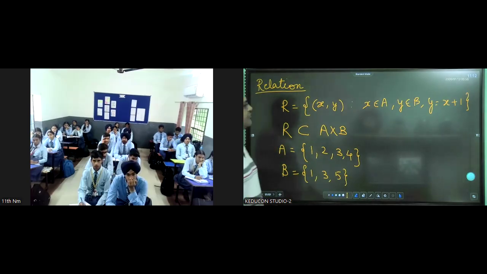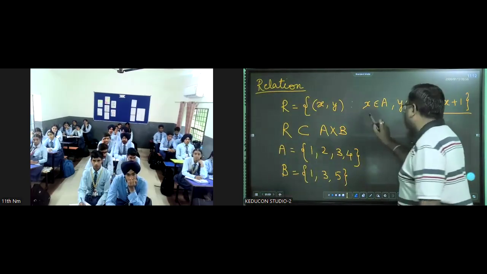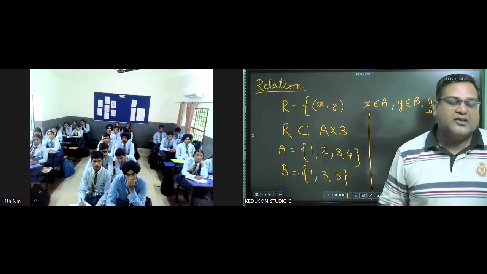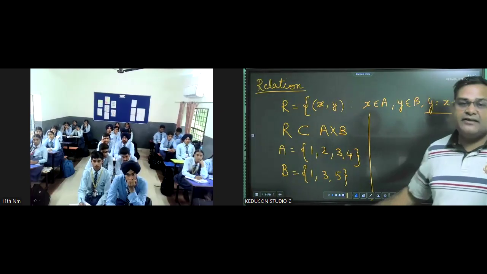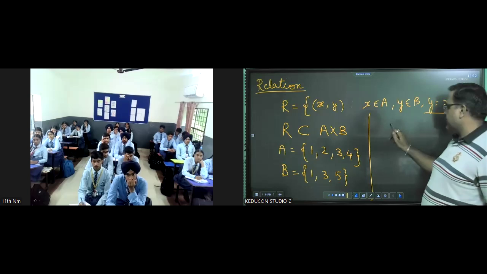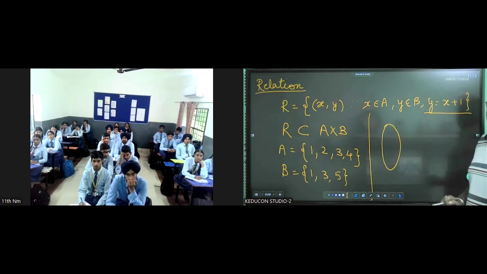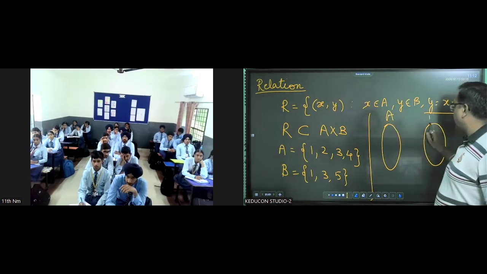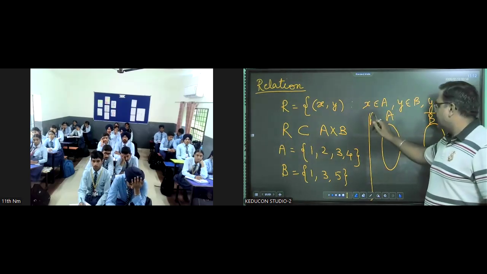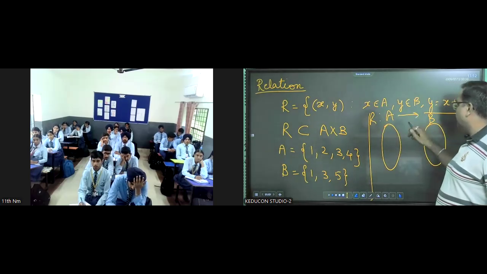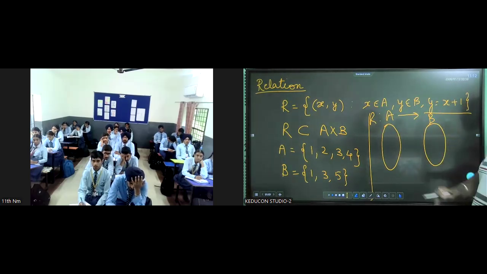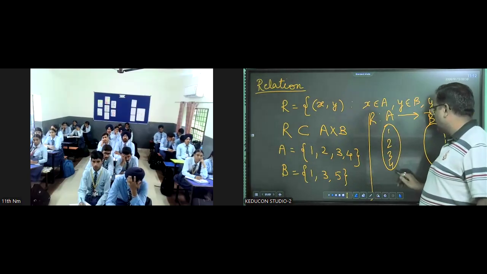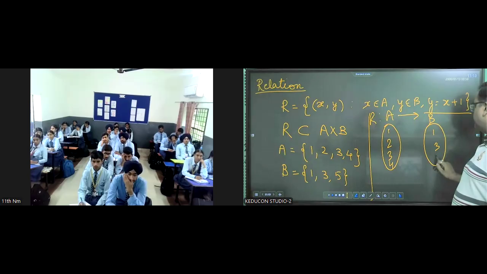Now if you have to check the elements of this set, this is called the set builder form of a relation. Now if you put this set in the roster form, how will it look like? I'll first explain you with the help of a mapping. This is the set A, this is the set B. This is a relation from A to B. Right, students? What are the elements of A? 1, 2, 3, 4. Here it is 1, 3, 5.